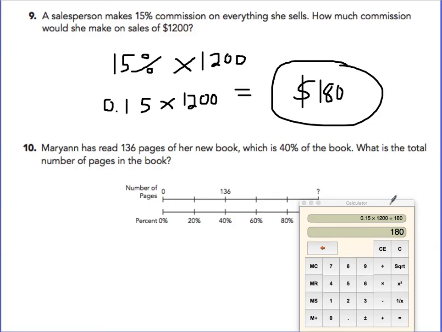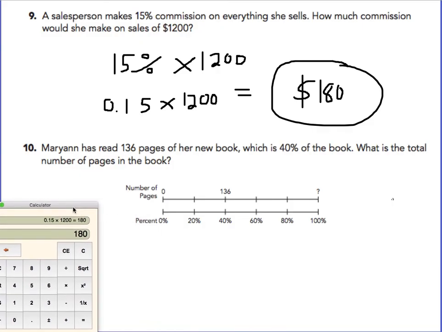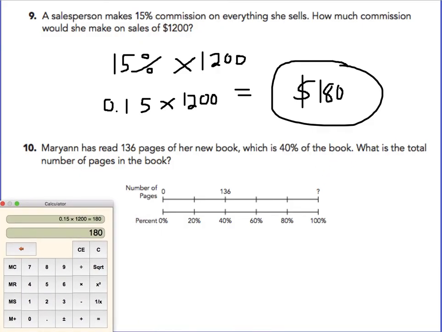All right, last one here says Marianne has read 136 pages of her new book, which is 40% of the book. So this is using a double number line. What is the total number of pages in the book? So if we're using a double number line, really helpful. So can we go from 40 to 100 easily? Like 40 times 2 would be 80. 40 times 3 would be 120.